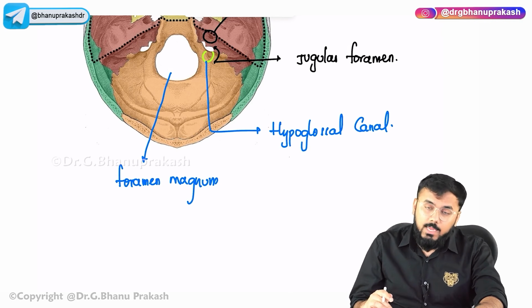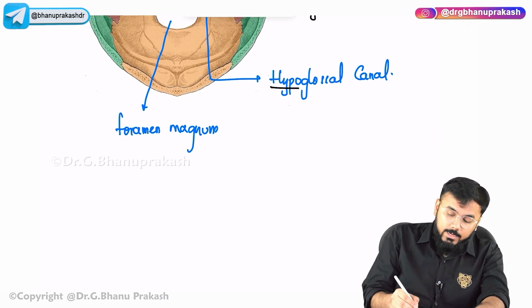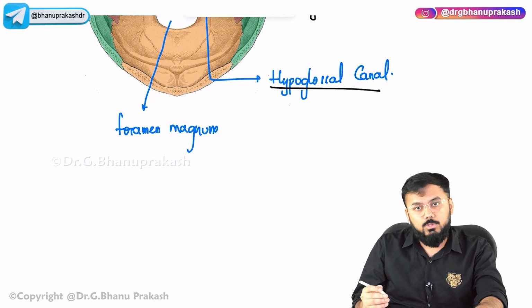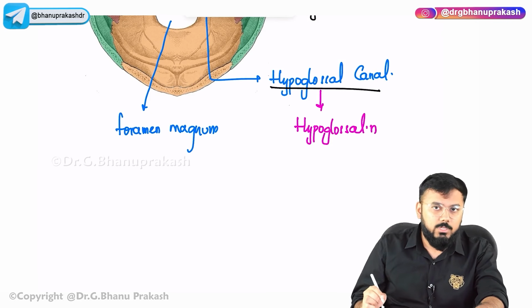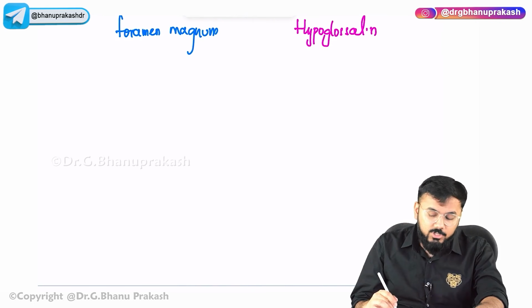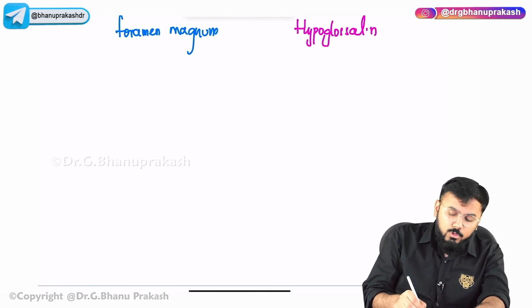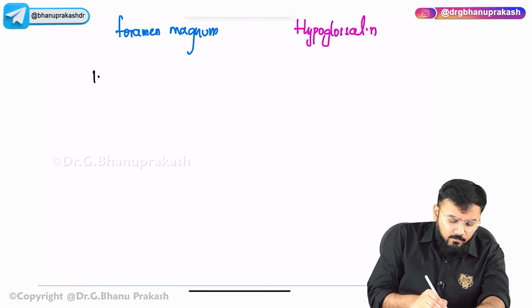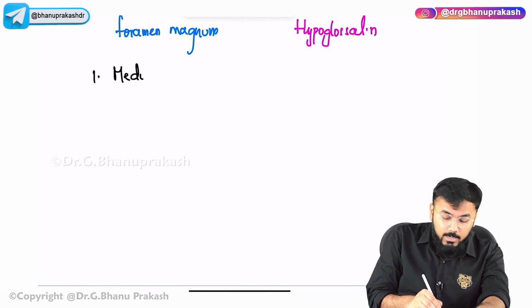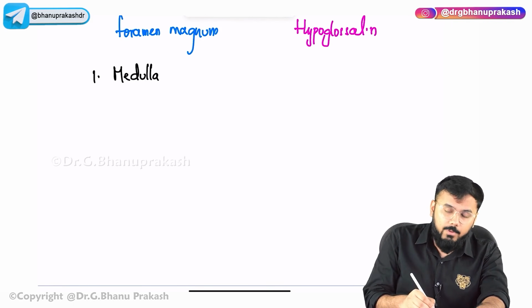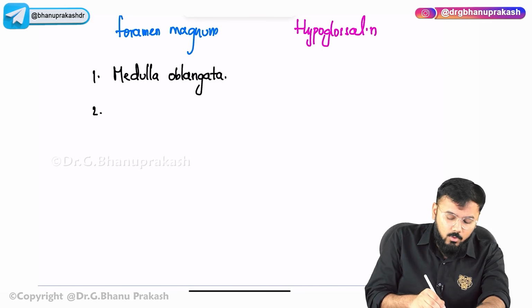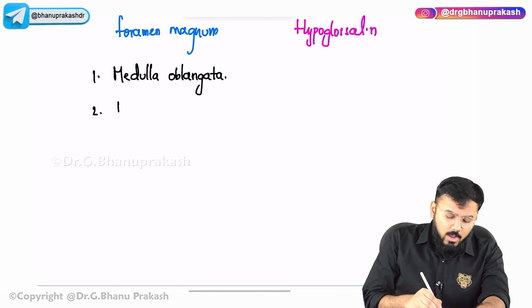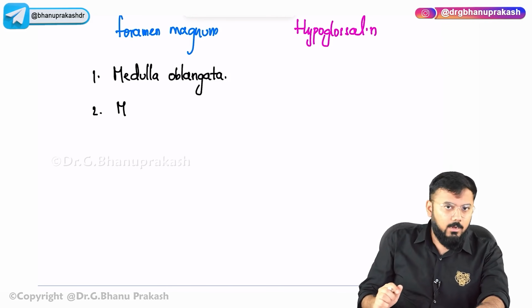Now through this hypoglossal canal, what structures pass? The hypoglossal nerve passes through this hypoglossal canal. Now, what are the structures that pass through foramen magnum? You know the most important structure. One is medulla oblongata. I am not telling the total medulla oblongata, but the lower part of the medulla oblongata slightly passes down the foramen magnum. Next, you see the spinal cord passing down, right?